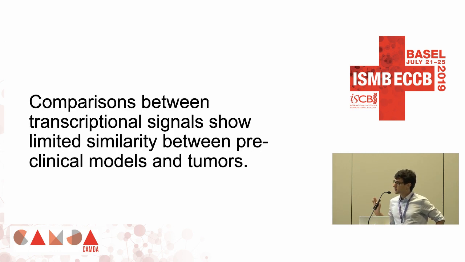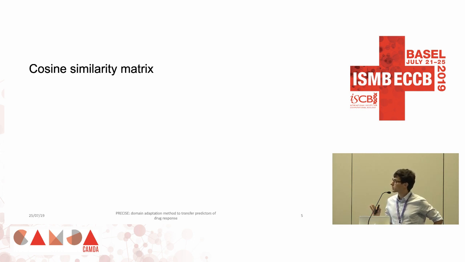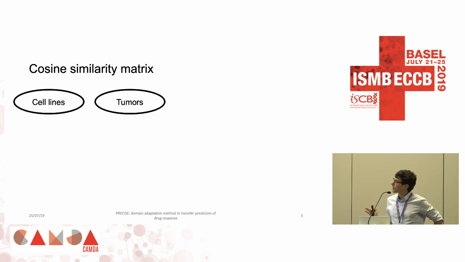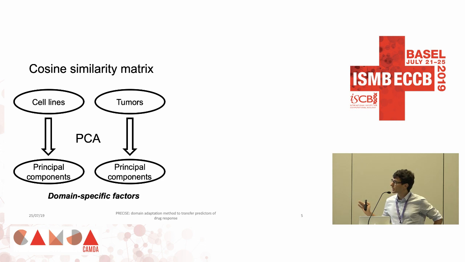Before even going to transfer anything, we first should see whether there is any similarity between cell lines, PDX, and human tumors, because otherwise there is not even a point to transfer anything. For that we use the notion of cosine similarity matrix, which is a comparison of biological factors. We first start by processing cell lines and tumors data independently, so in two batches. We perform a simple principal component analysis on each of them independently, and we get domain-specific factors, one for the cell lines and one for the tumors.